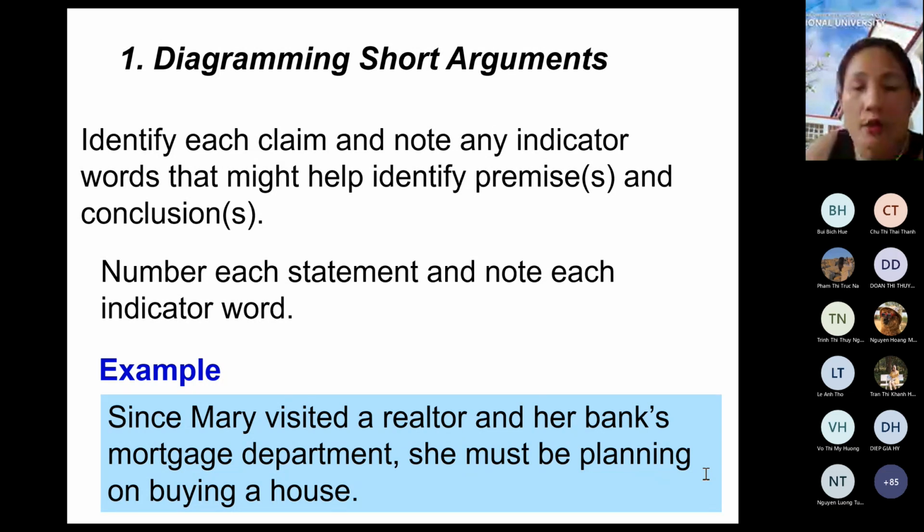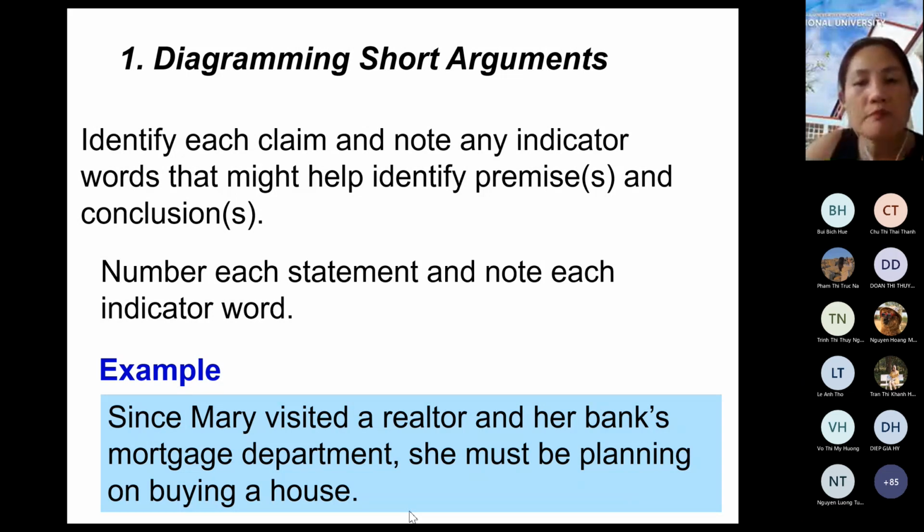Okay, so here if we say we have three pieces of information, then we break at the linking word and. All right, we have the two premises: Mary visited a realtor, and Mary visited her bank mortgage department. And then the conclusion, she must be planning on buying a house. So that is somehow different from Trọng's answer. Trọng said, all right, we don't break at the linking word and, so we only have one premise. So which one is correct?